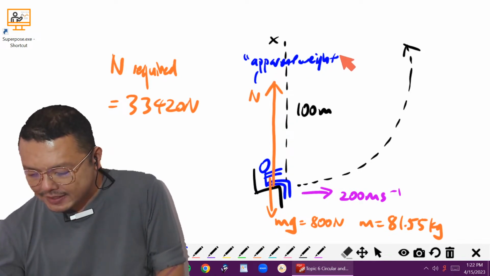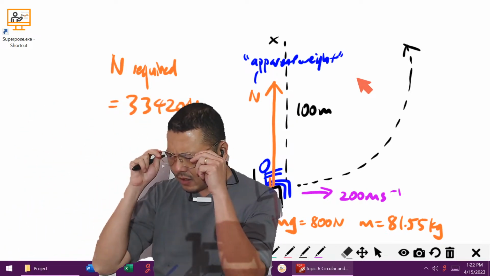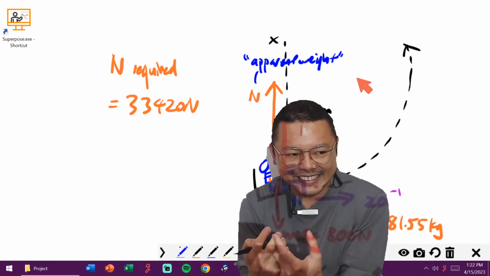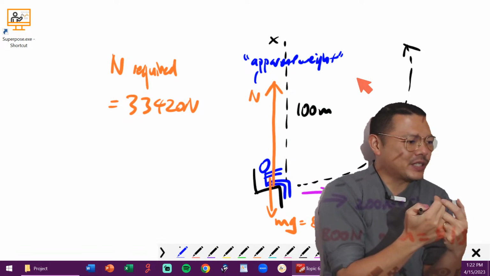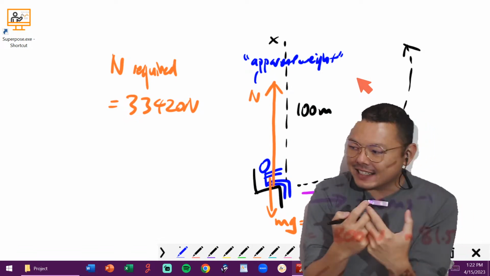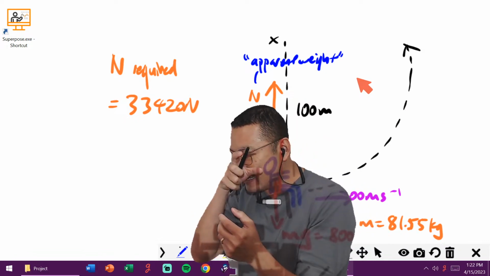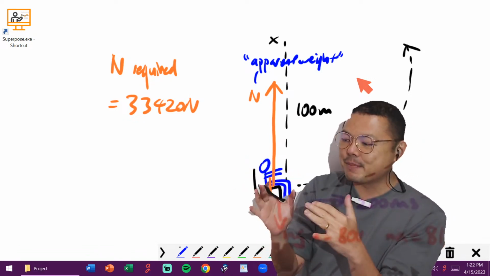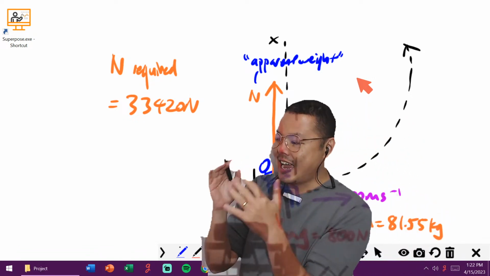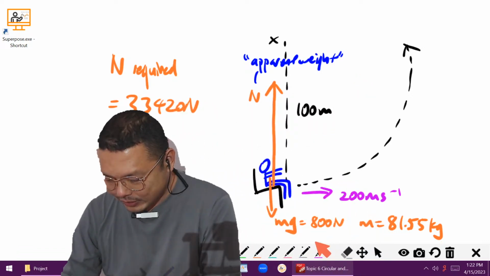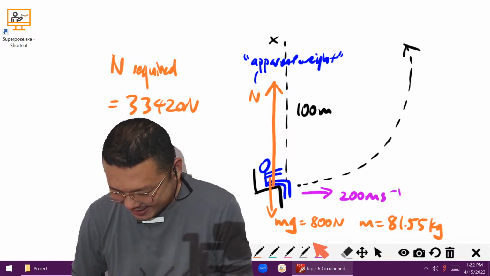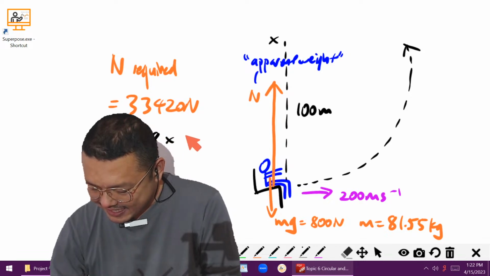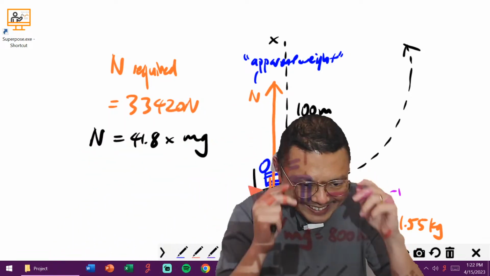And do you remember what I said about apparent weight? What was apparent weight all about? It was a sensation, right? It was a feeling that you get, the feeling of the amount of force that you get. Okay, so obviously, guys, my numbers are completely off, because the N required is 41.8 times his mg, okay, right?